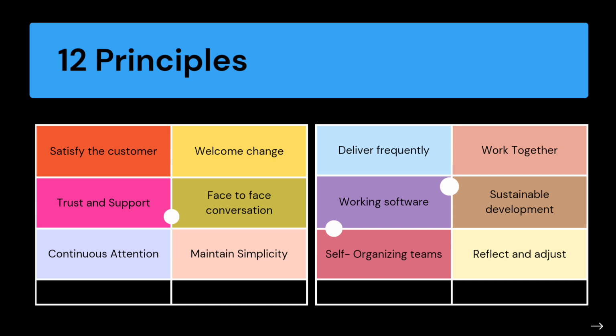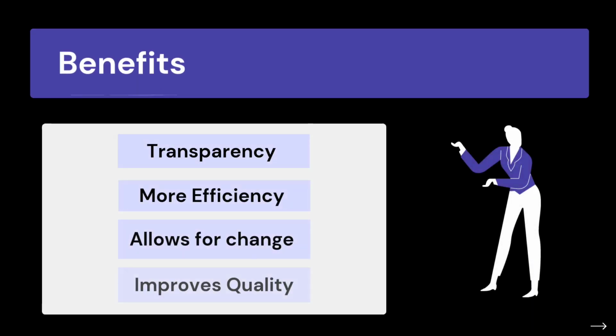And the last one is reflect and adjust. At regular intervals, the team reflects on how to become more effective, then tunes and adjusts its behavior accordingly. Okay, so that's reflect and adjust. Now we'll learn some benefits of Agile.